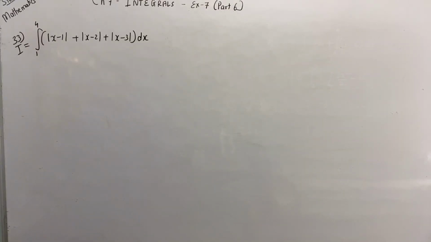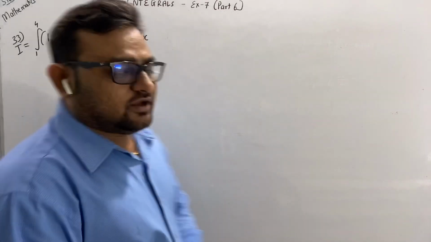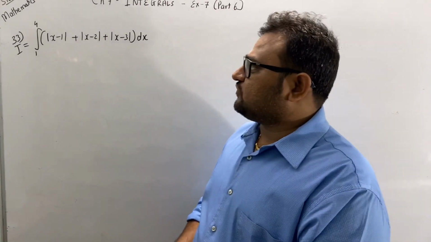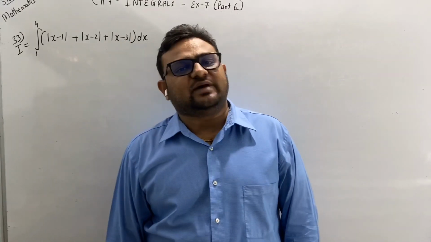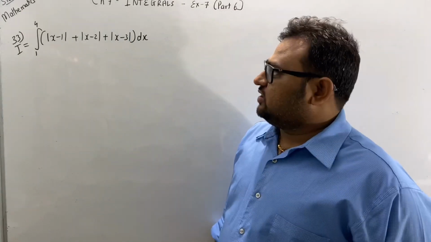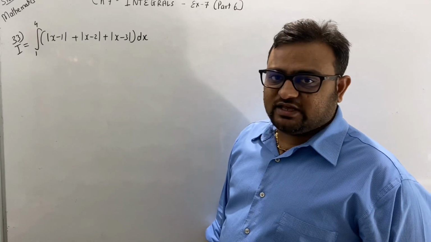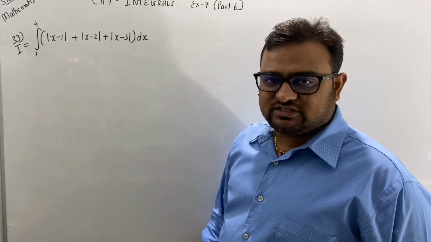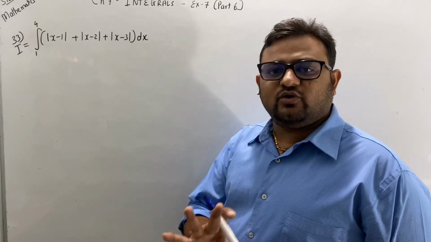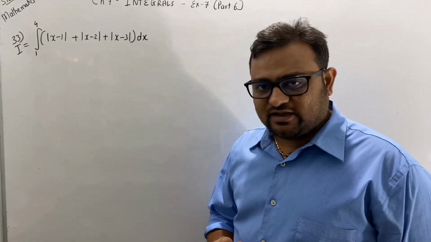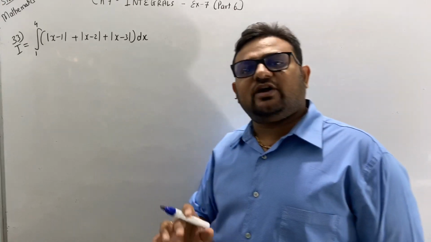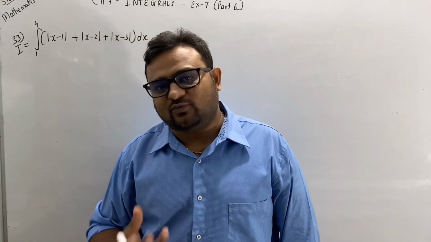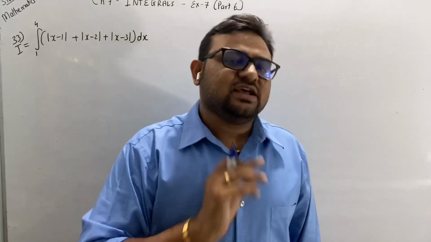The next sum is 33. That is 1 to 4 modulus of x minus 1 plus modulus of x minus 2 plus modulus of x minus 3. Okay, so now see, in this sum I will just give you a hint and you have to solve by yourself. See, all these three are modulus, so we have to find out the interval in which it is positive and in which interval it is negative.